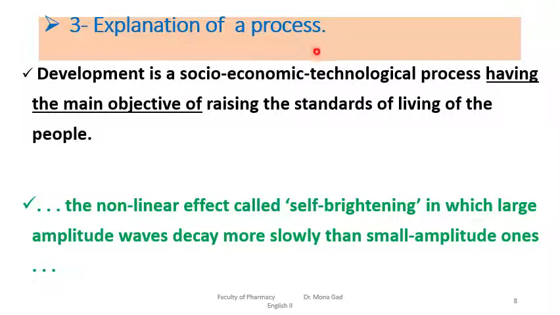Explanation of a process. It's the same example again. Development is a socio-economic technological process. Khalas, we know that socio-economic technological, we call this an illustration of a category, which is process.